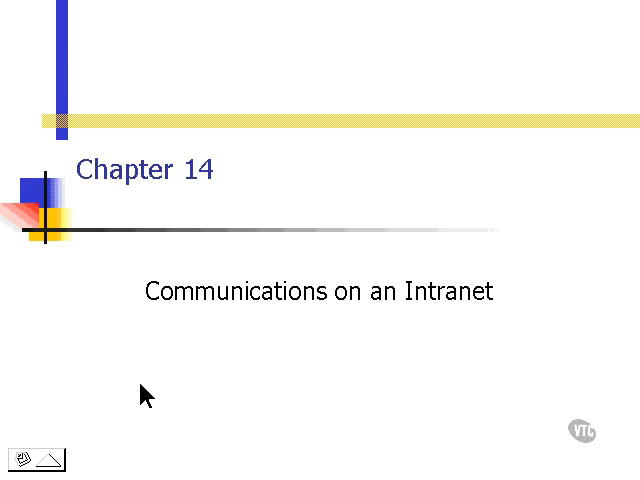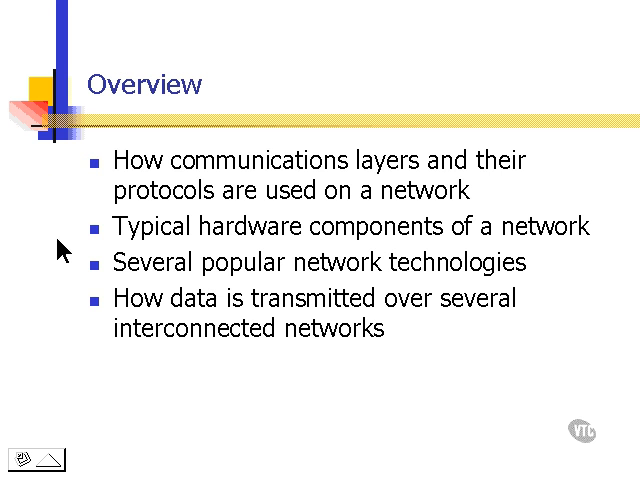An intranet is a network within an organization, and communications on an intranet is a layered form of communication as well. Let's look at an overview of what we're going to cover. We're going to talk about how communications layers and their protocols are used on a network. Then we'll talk about the typical hardware components of a network. We'll also discuss several popular network technologies, and then how data is transmitted over several interconnected networks.